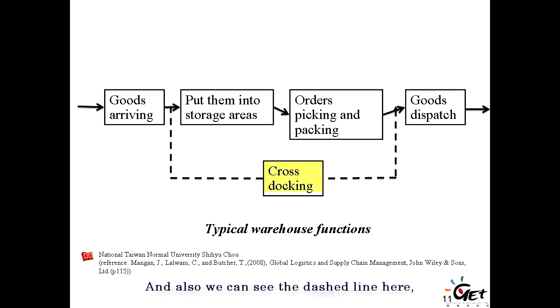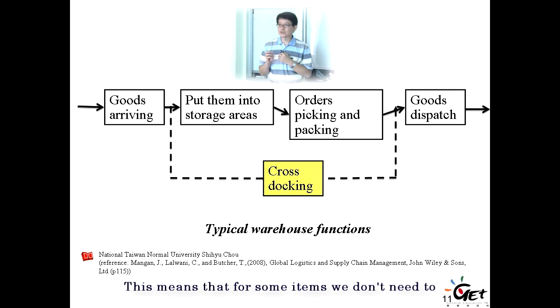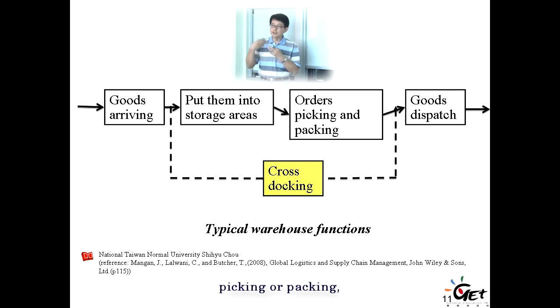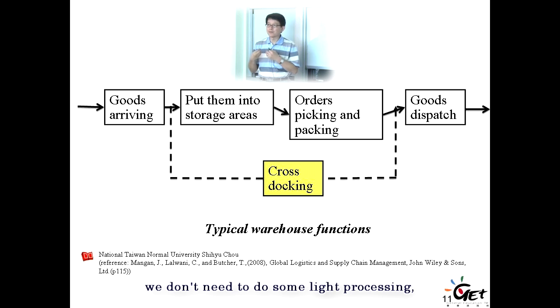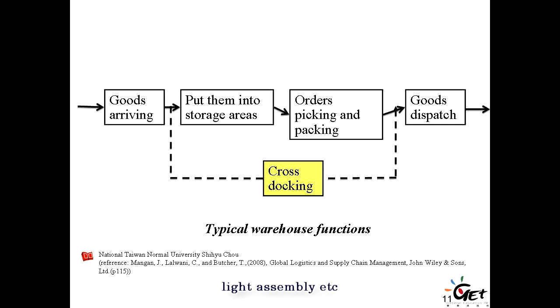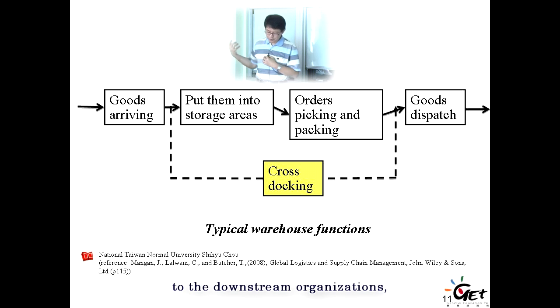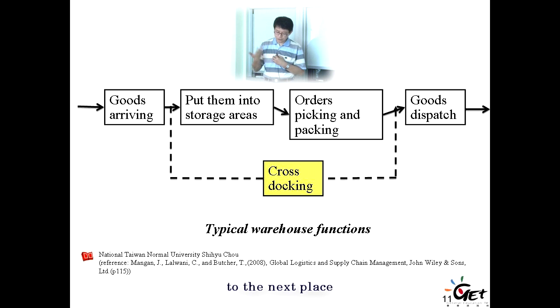Also you can see the dashed line here. What does this mean? This means that for some items, we don't need to put these items in the storage areas. We don't need to do further picking or packing, or some light processing, light assembly, etc. Then, of course, for these items, you just directly receive items from suppliers and then move them to the dispatch areas and wait for the trucks to transport these items to the downstream organization, to the next place.